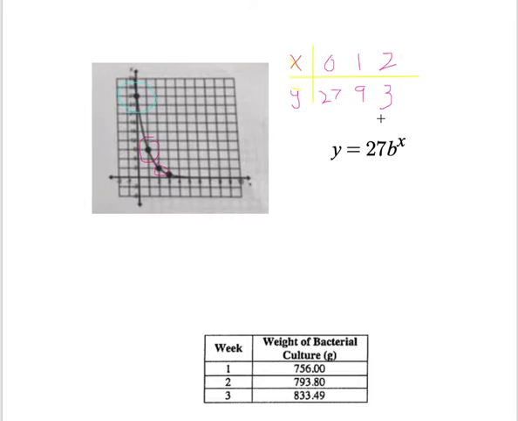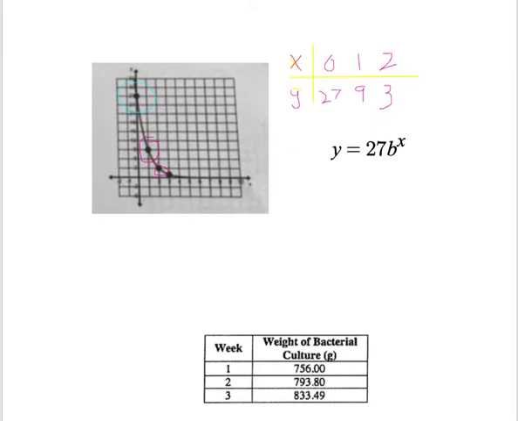Hopefully I'm noticing that because it's going down, I must be multiplying by a number less than 1. If I went this direction, we're multiplying by 3. Since I'm going this direction, I'm not multiplying by 3. I must be multiplying by its reciprocal, 1/3, because 27 times 1/3 is 27 over 3, which is 9. And then 9 times 1/3 is 9 over 3, which is 3. So my multiplier is 1/3.